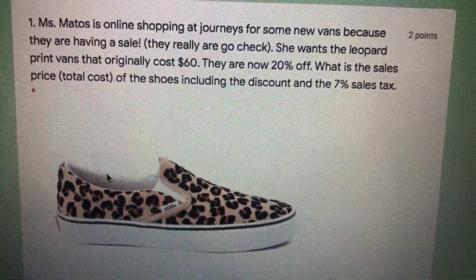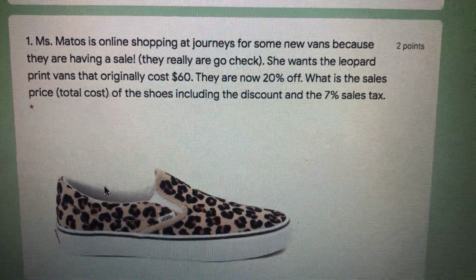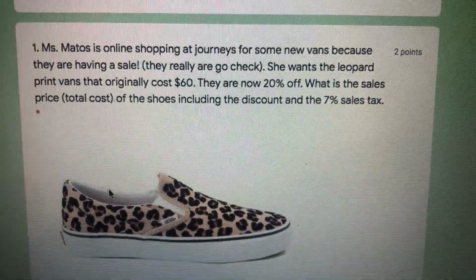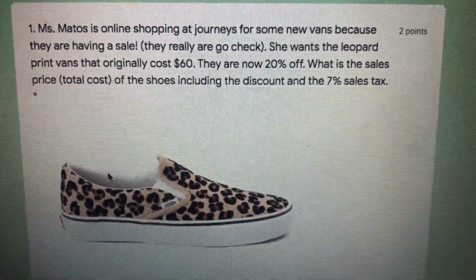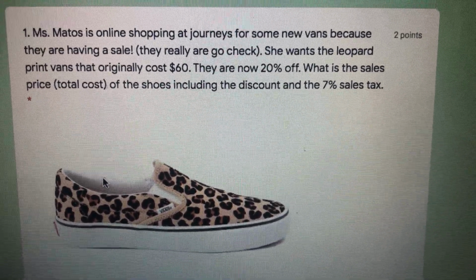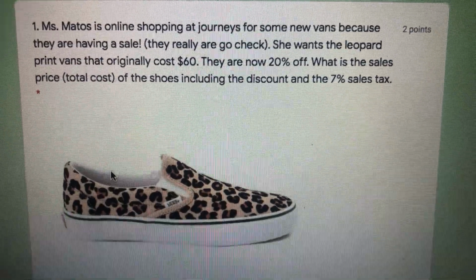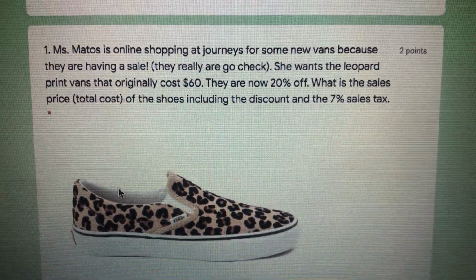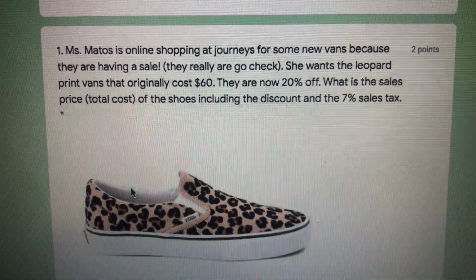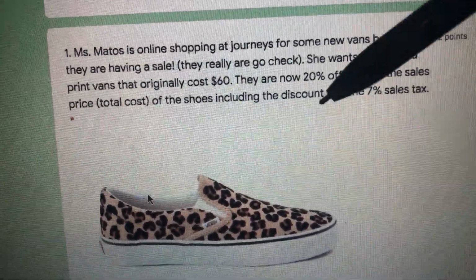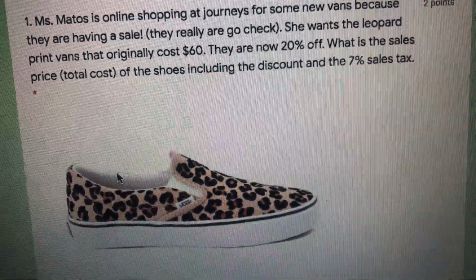So I'm going to first read the problem. It says, Miss Matos is online shopping at Journeys for some new vans because they are having a sale. They really are. They actually really are. So you could check after. She wants the leopard print vans that are on the bottom that originally cost $60. They are now 20% off. Okay, what is the sales price, which means the total cost of the shoes, and the total cost includes the discount and the sales tax.